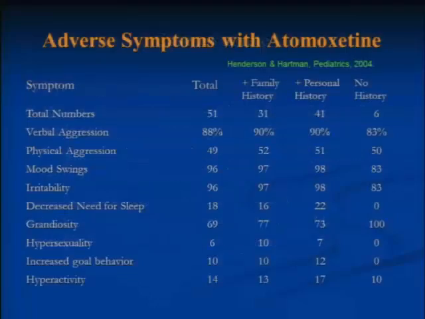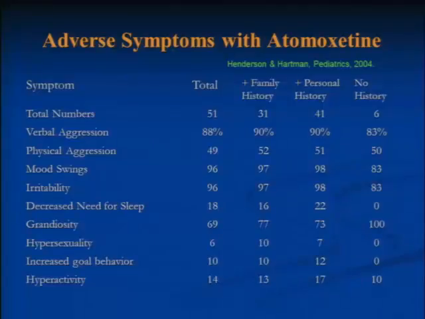Well, in fact, a colleague of mine, Dr. Hartman, who was up in Minnesota, we studied a total of 153 new starts on Strattera and published this back in 2004. 51 out of 153 became aggressive, violent, hypomanic. We had hospitalizations. We had juvenile detention placements. You can see the numbers.